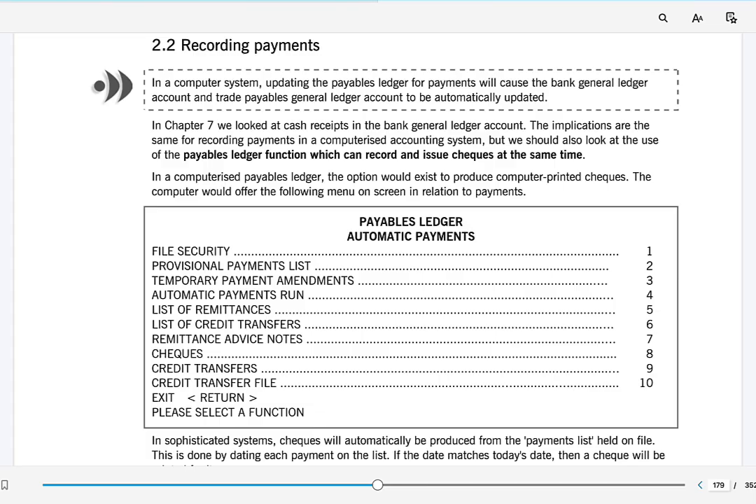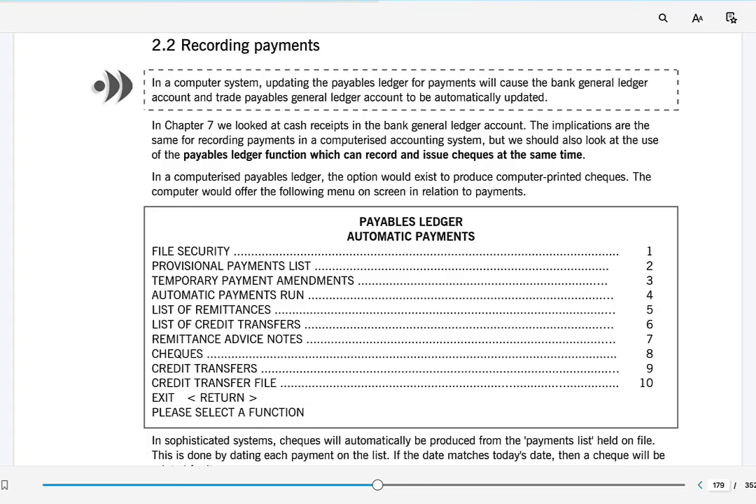Each supplier account shows invoices we received, credit notes we received, payments we made, and the balance we still owe. So the payables ledger is the detailed record for each supplier. Then the general ledger has a summary account called trade payables. Trade payables in the general ledger shows only the total amount owed to all suppliers combined. So you can think like this: payables ledger is detailed, general ledger is summary.